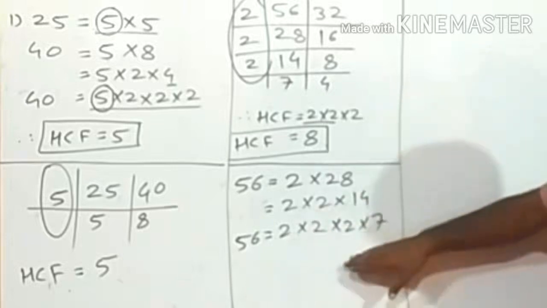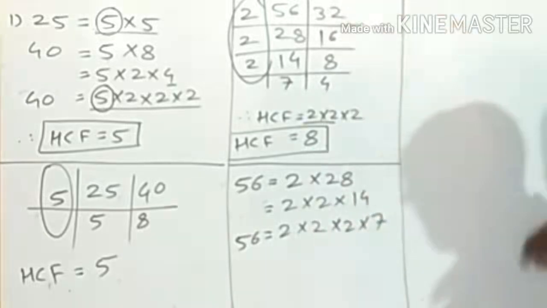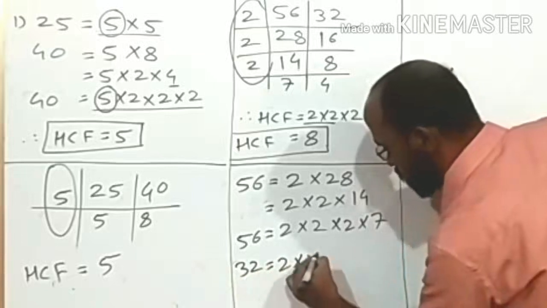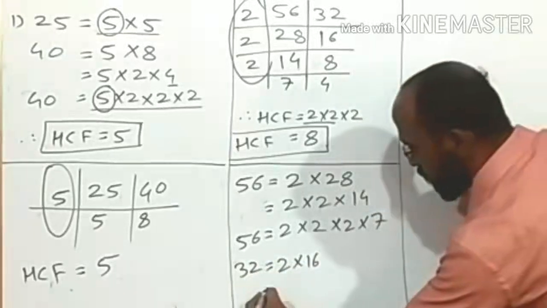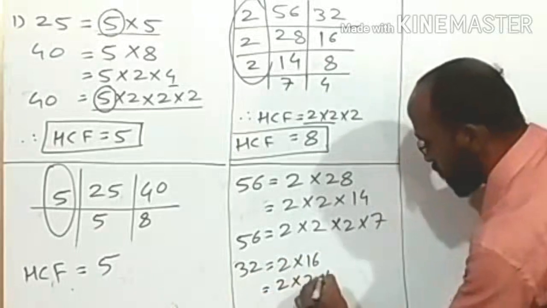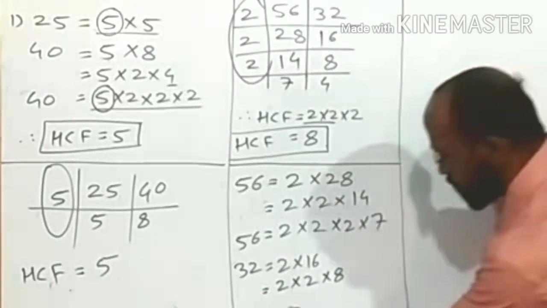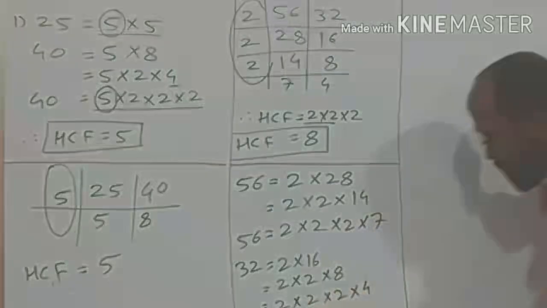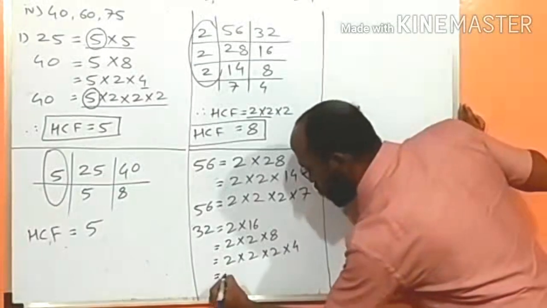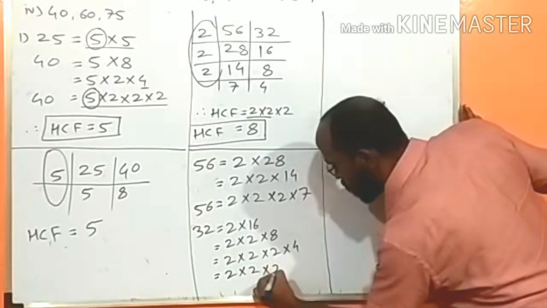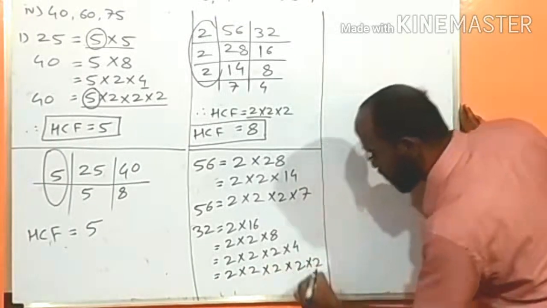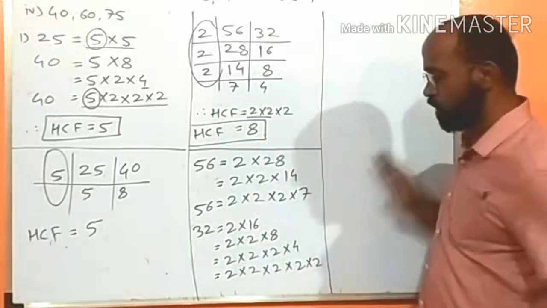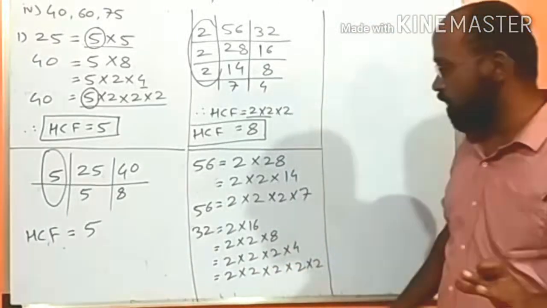Clear? Similarly, we have to factorize the next number, that is 32. 32 is equal to 2 multiplied by 16, which is again equal to 2 multiplied by 2 multiplied by 8, which is again equal to 2 multiplied by 2 multiplied by 2 multiplied by 4, which is again equal to 2 multiplied by 2 multiplied by 2 multiplied by 2 into 2. See, 2 2s are 4, 4 2s are 8, 8 2s are 16, 16 2s are 32. Clear? Then what we have to do?